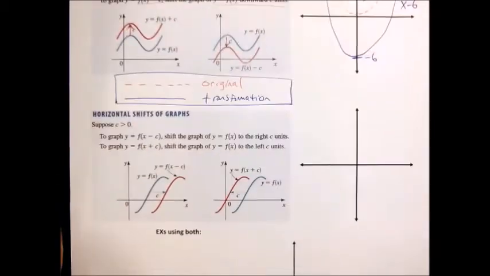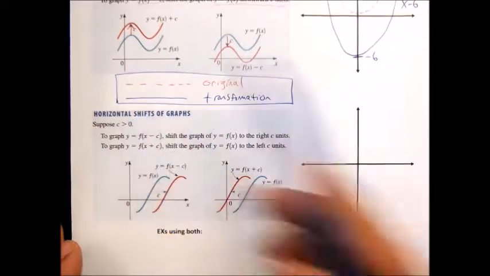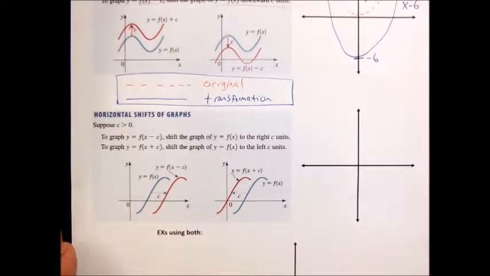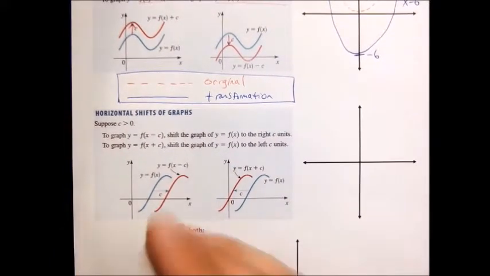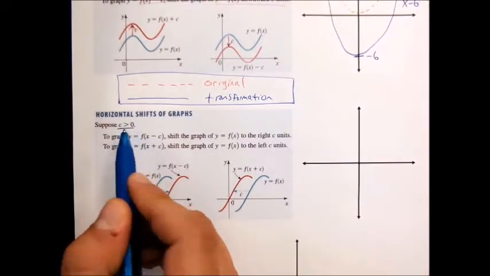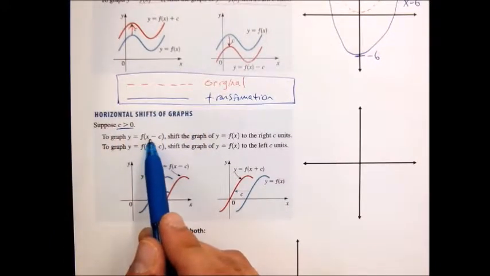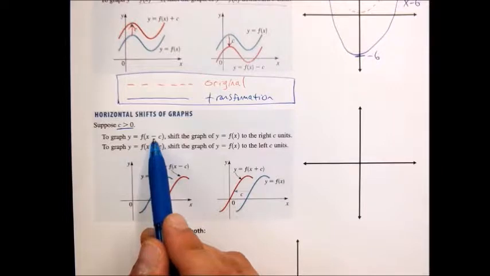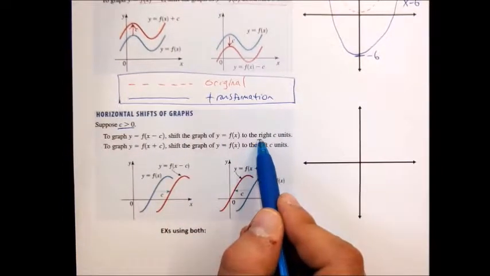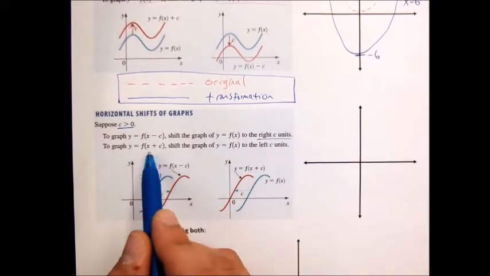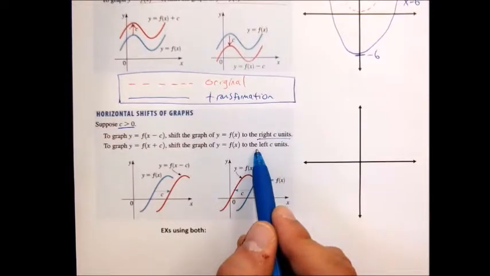The next one is talking about horizontal shifts. So a horizontal shift is left and right, obviously, right? And so again, let's pretend c is a positive number. If we plug x minus c into a function, that will move the graph to the right c. And if we plug in x plus c into a function, that moves that function to the left.